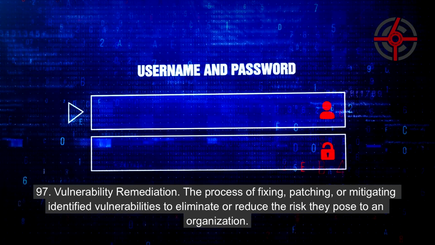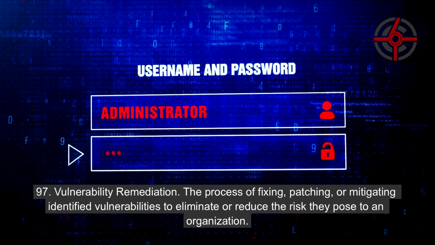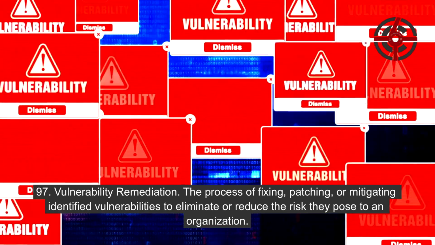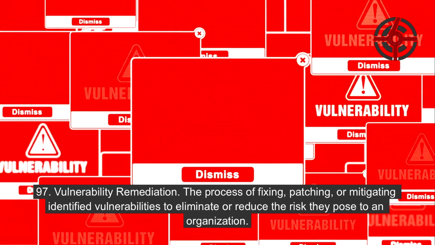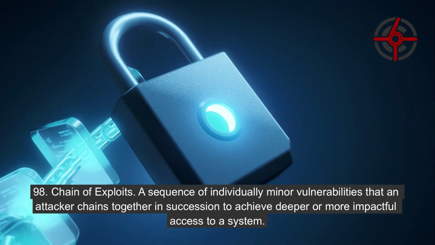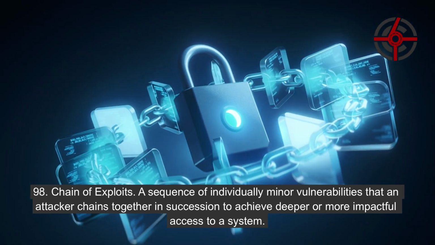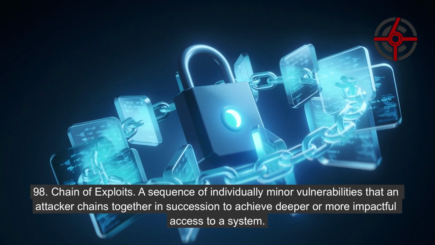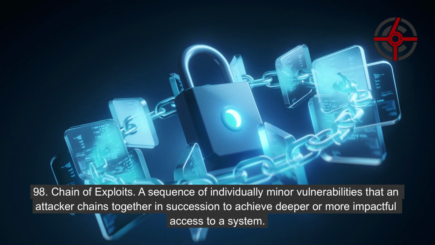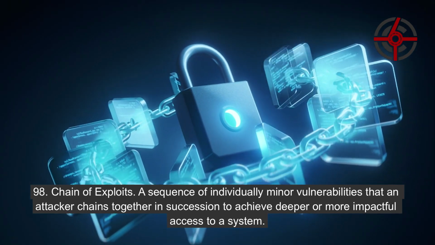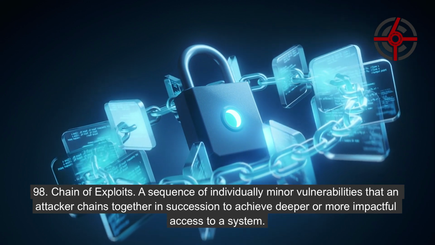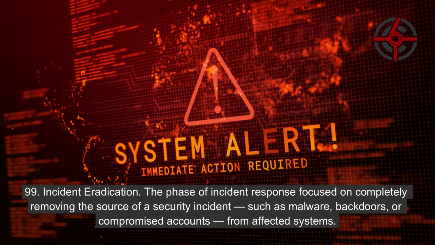97. Vulnerability remediation. The process of fixing, patching, or mitigating identified vulnerabilities to eliminate or reduce the risk they pose to an organization. 98. Chain of exploits. A sequence of individually minor vulnerabilities that an attacker chains together in succession to achieve deeper or more impactful access to a system.